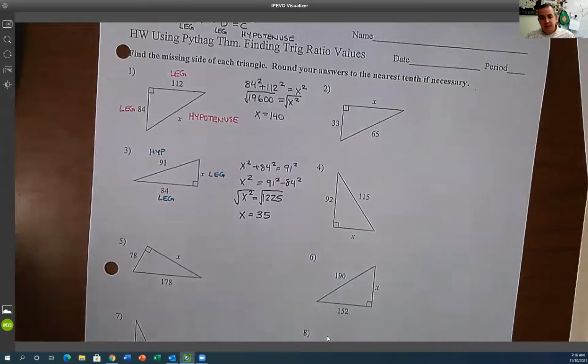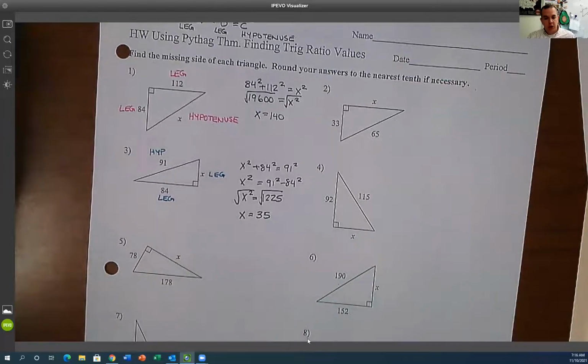So that's the Pythagorean theorem in its simplest form. Hopefully that helped a little bit. What we'll do in the next video is talk about, again, the trigonometric ratios that we're going to be working with.